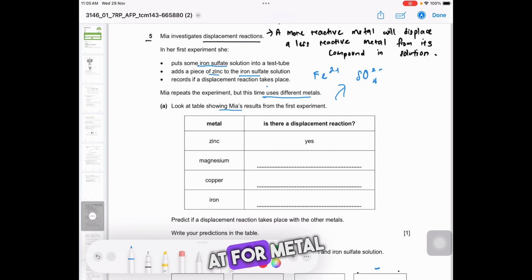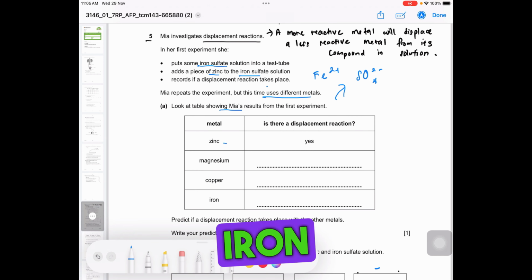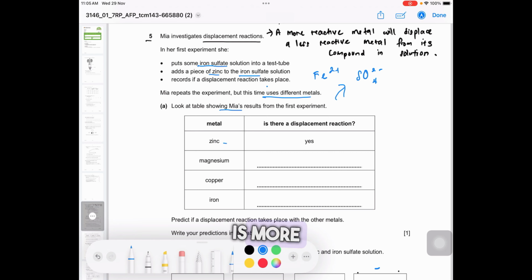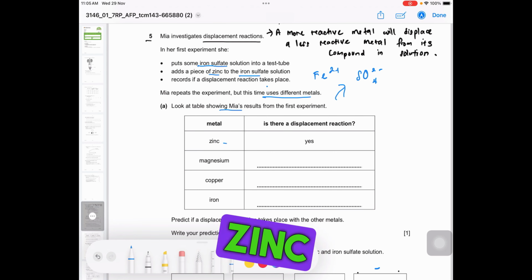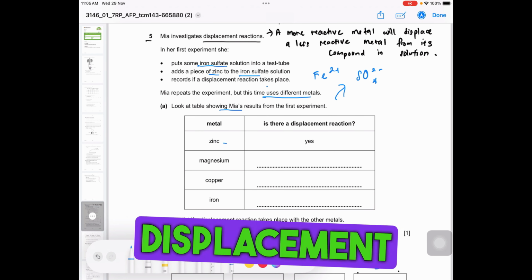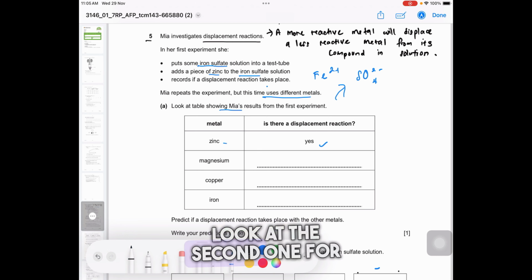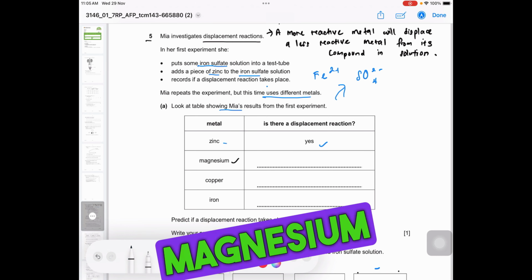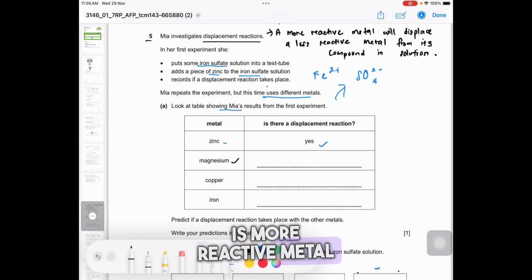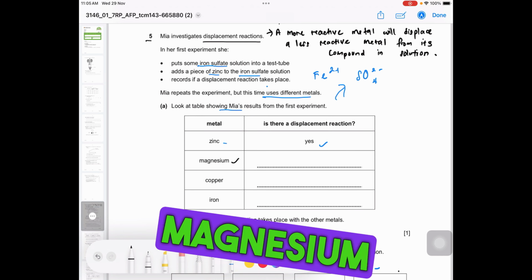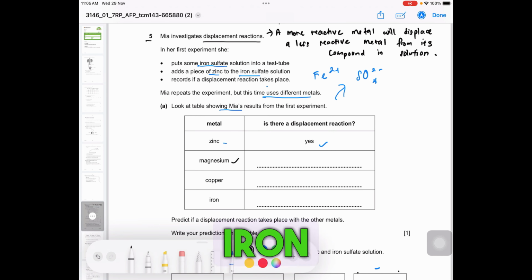When you look at the metal zinc here, so zinc with iron sulfate. Zinc is more reactive than iron. So when zinc is added to iron sulfate, a displacement reaction takes place. So that's why it's listed here, yes. Okay, look at the second one for magnesium. Magnesium is a more reactive metal than iron as well. So when magnesium is added to iron sulfate, a displacement reaction will take place. So yes.